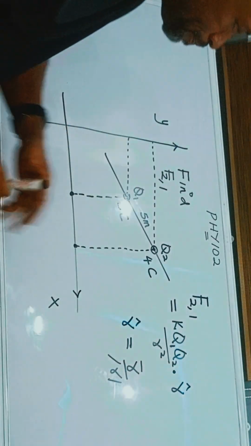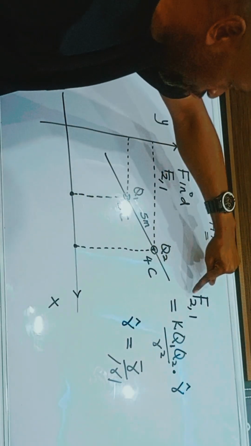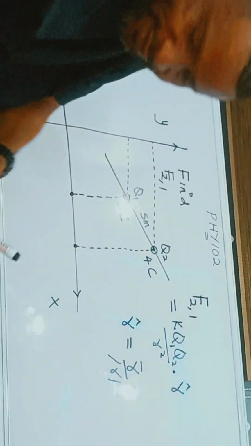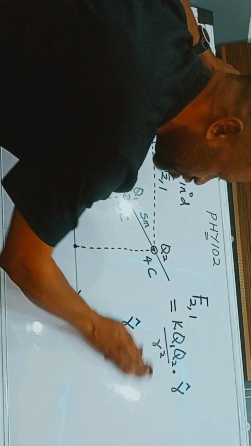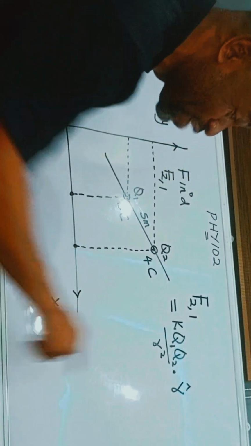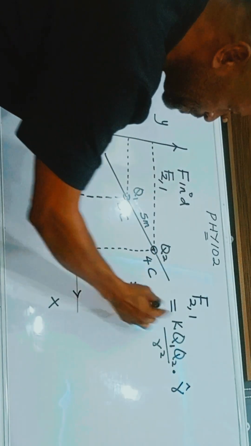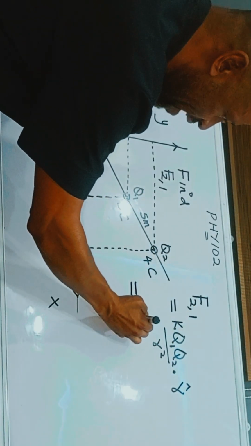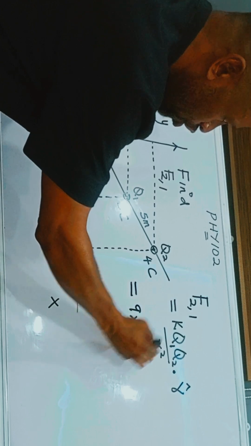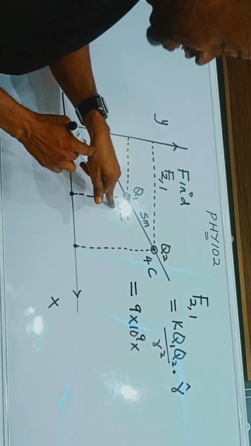Now, return home. I want to calculate the force on 2 due to 1. Let's substitute into this formula. Let's see what we are going to do. Pay special attention, especially when I come to this unit vector. Now, K is a constant, 9 times 10 raised to power 9. Q1, thank God it's already given in coulomb.